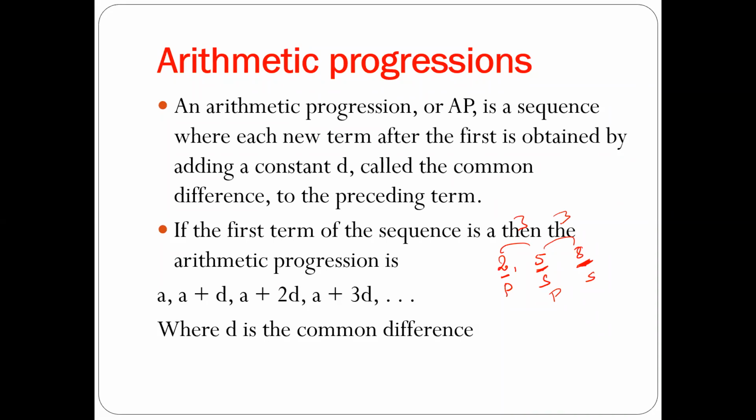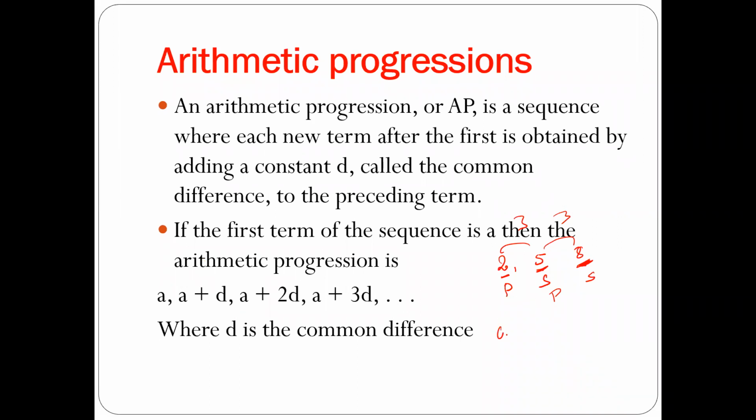An arithmetic progression is a sequence where each new term after the first is obtained by adding a constant d, called the common difference, to the preceding term. If the first term of the sequence is a, then the arithmetic progression is as follows, where d is the constant difference.